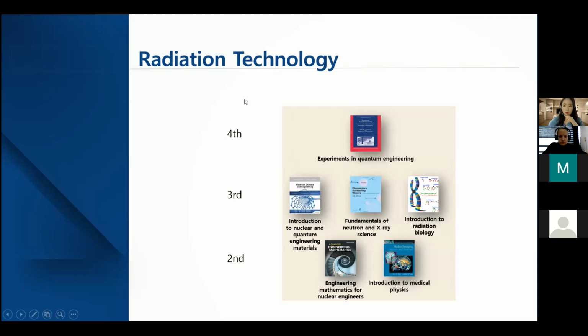Now, if you are interested in radiation technology, and by radiation technology, I mean using radiation for material science and medical fields, you can take these courses. It has medical physics and materials, material science with X-rays and neutrons, and radiation biology as to how radiation affects human health. And in the last year, you will take an experiment in quantum engineering. So you will actually use quantum beams in your experiments. So it's a good thing.